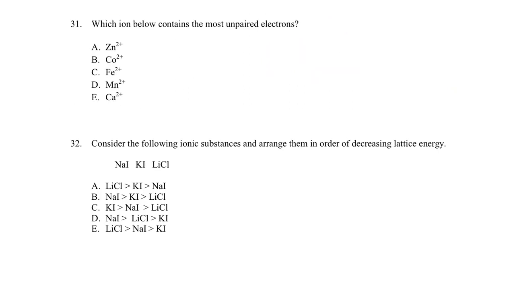Which ion below contains the most unpaired electrons? What we want to think about for an atom like zinc, to get zinc 2 plus, is: well, what's the neutral atom? That would be argon 4s2, 3d10, and then I'm losing the s electrons first.